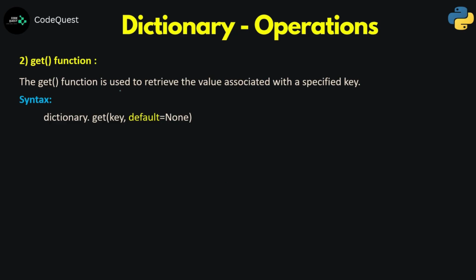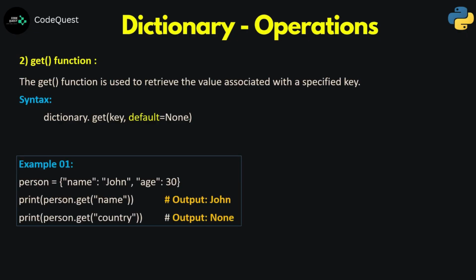The get function is used to retrieve the value that is associated with a specified key. The syntax is: whatever dictionary you have, dot the get function, and you can specify the key, and an optional default. Let's see the first one. Say we took this dictionary person holding 2 items. When I try person.get of name, what is name here? The key. So it is going to fetch me the corresponding value associated with this key, that is nothing but John here.